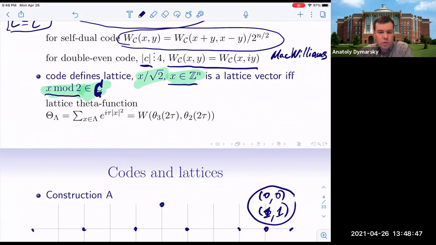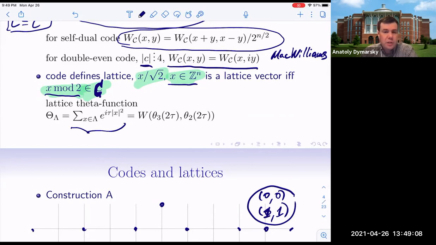Why is this important? Because, well, first of all, lattices appear in physics. And second, if you want to calculate a theta series of a lattice, a theta series of a lattice is defined as a sum over all lattice vectors of the exponent of i tau x squared, where x is a lattice vector and x squared is just the Euclidean norm.